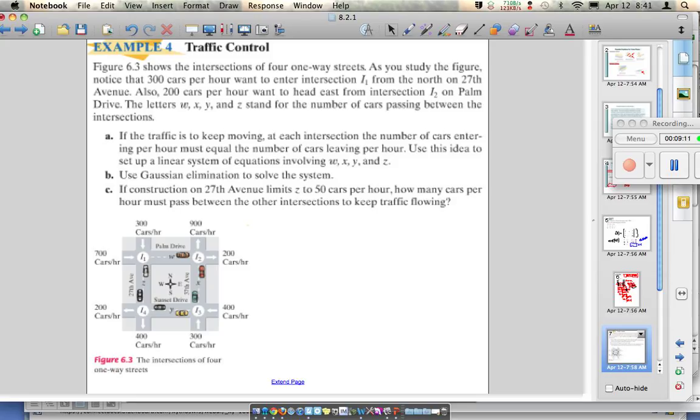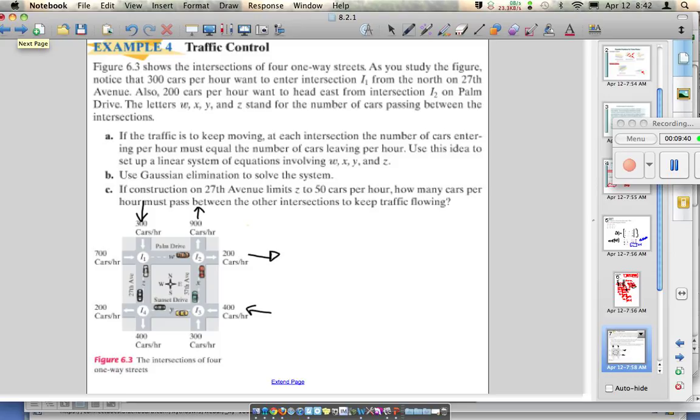This is a figure describing traffic control, and if you're having a tough time seeing this, it is on page 798 in your book. This is a figure that shows the intersections of 4 one-way streets. So we notice that it describes how many cars are entering. Notice that this is a one-way going this way. This one-way goes the opposite way. And once again, this one's going to go to the right. This one will go to the left.